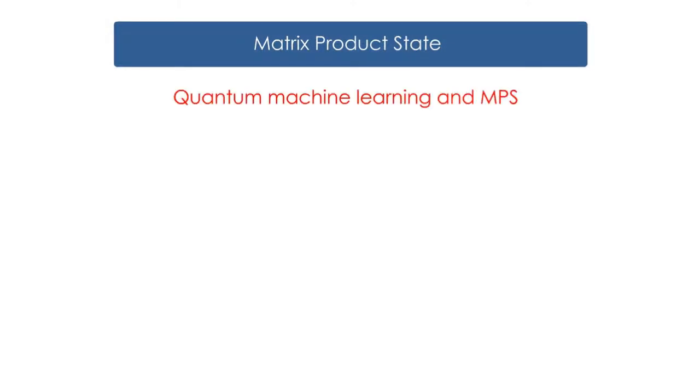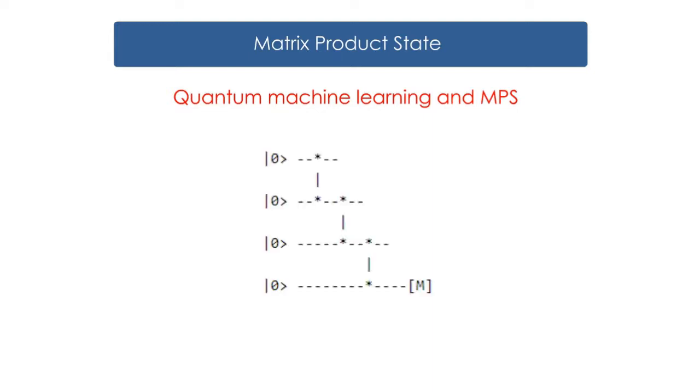Firstly, quantum machine learning and MPS. Let's look at the matrix product state as a model for quantum machine learning. We will be learning about the MPS model and optimization calculation. This time we will make a model called MPS.